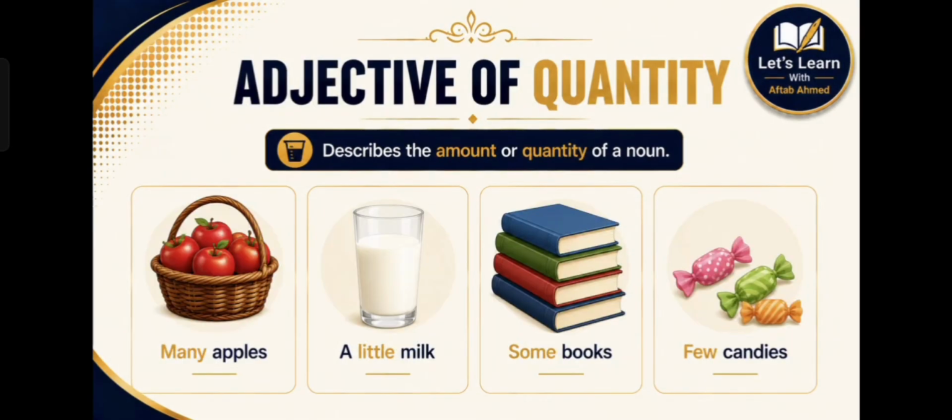Next is the adjective of quantity. This type tells us how much of something there is. Examples include many apples, a little milk, some books, few candies. These adjectives indicate quantity or amount rather than describing quality. They answer the question how much or how many.